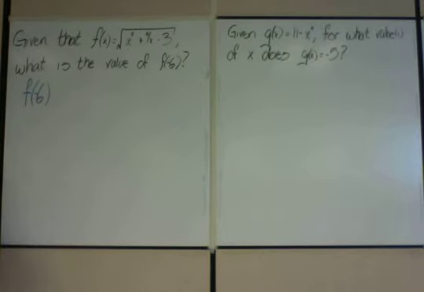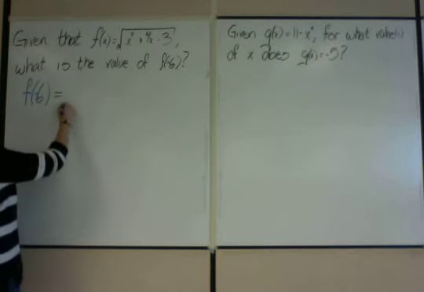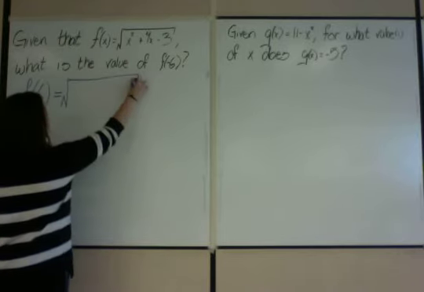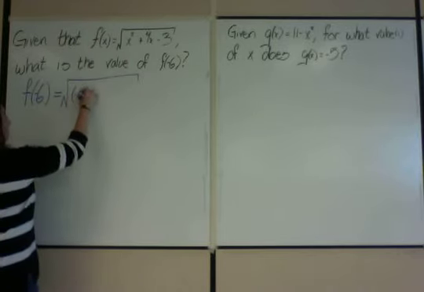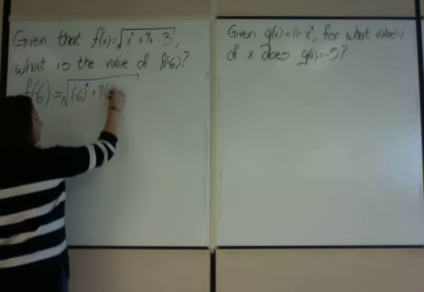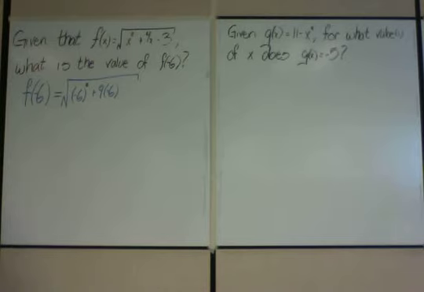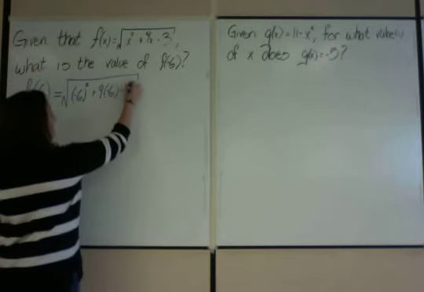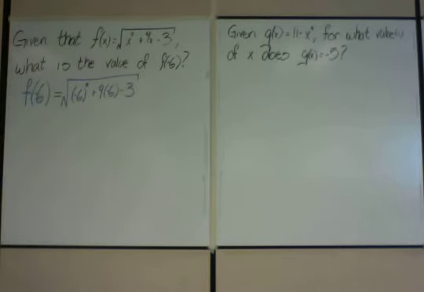f of negative 6 equals the square root of negative 6 squared plus 4 times negative 6 minus 3. All we did right there is just plug in negative 6 everywhere we saw an x. Nothing else. It's just a different notation, function notation. So now we need to go through and actually evaluate all of that stuff.